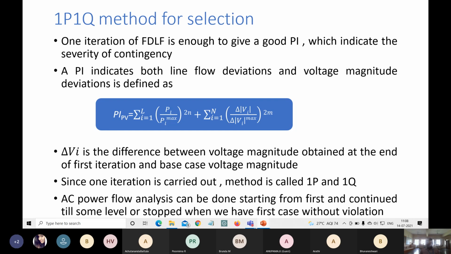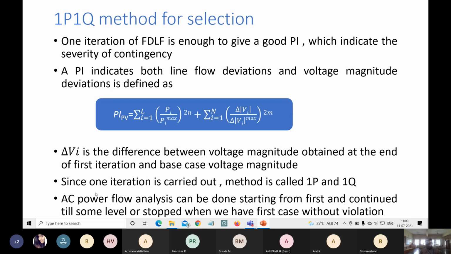Delta is nothing but change. Delta P, delta V, delta F, delta I, whichever you take, delta means change. So delta Vi is the change in the different voltage magnitudes, which are obtained at the first iteration. That's why I have mentioned 1P, 1Q: the first iteration of the base case voltage magnitude. Since one iteration is carried out, this method is called the 1P 1Q method.